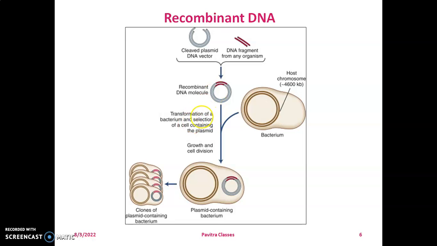With the transformation procedure, this is injected into the host bacterium. Then growth and cell division of this transformed host cell are confirmed. Once the plasmid-containing bacterium is generated, identical copies, that is cloning, are made. Here you can see the number of identical copies. When the plasmid-containing bacterium with the recombinant DNA is generated, identical copies are generated.